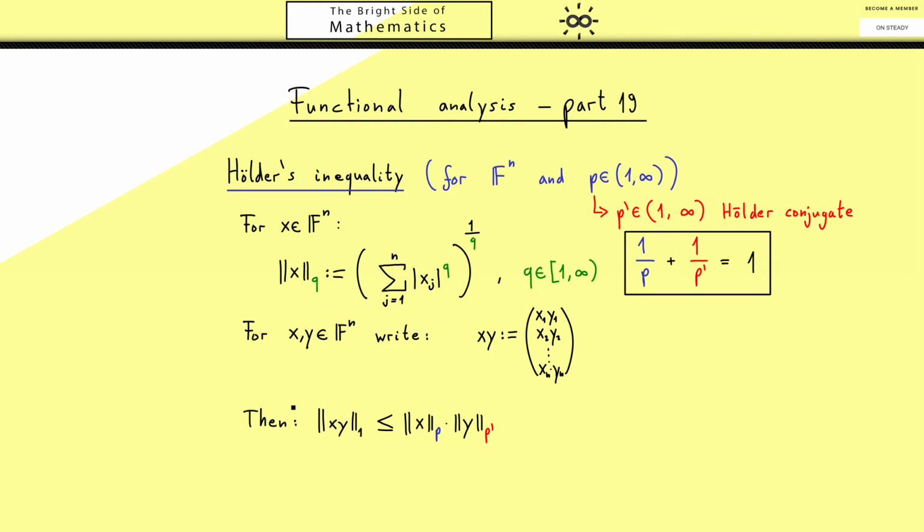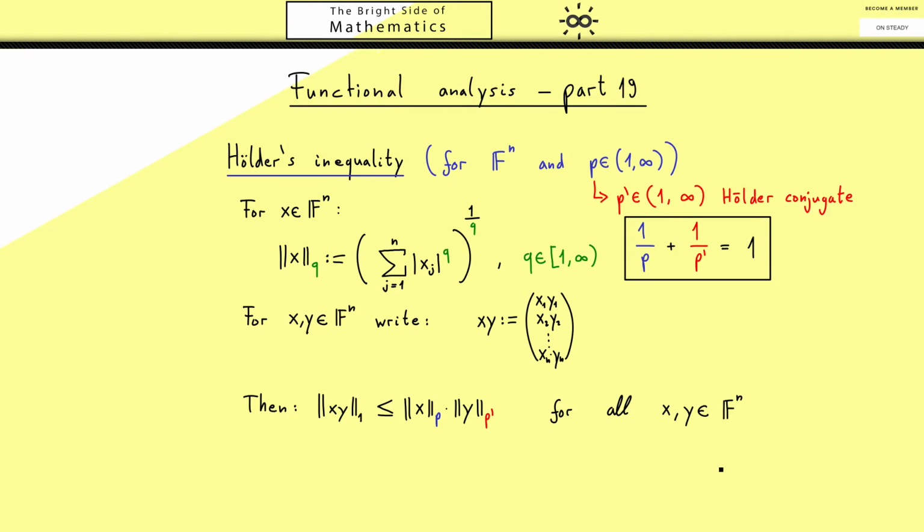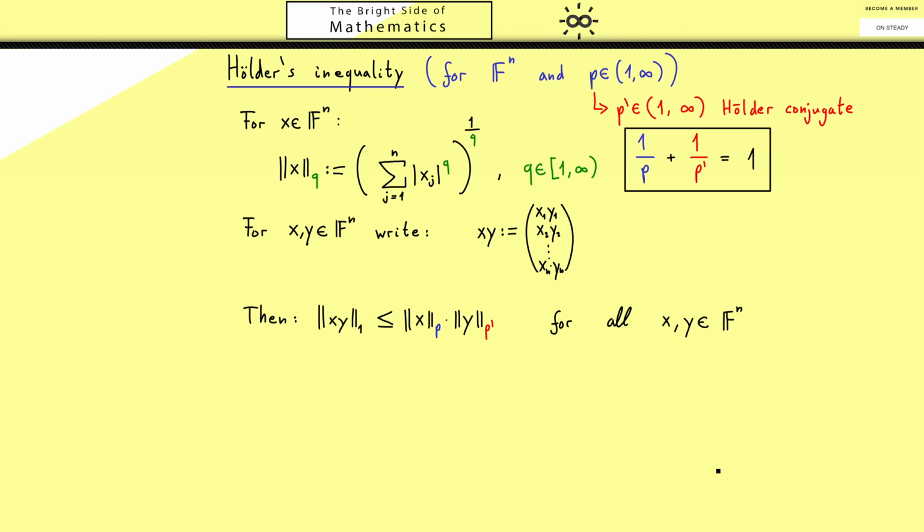On the one hand, it's easier to remember, and on the other hand, we will generalize the whole thing later on. Indeed, there we will have the whole inequality for functions defined on an abstract measure space. However, that's not what we do today. Today we prove it for vectors in Fn.